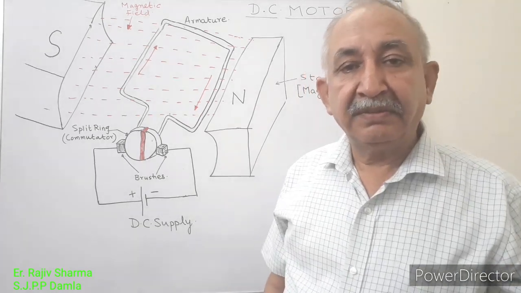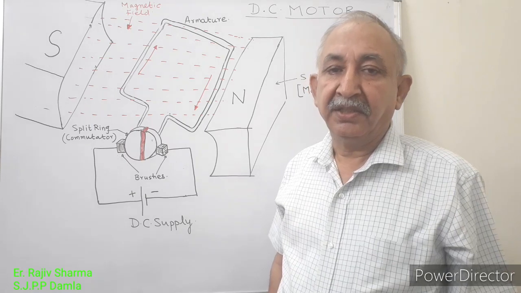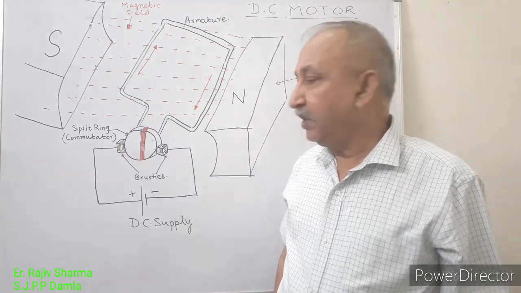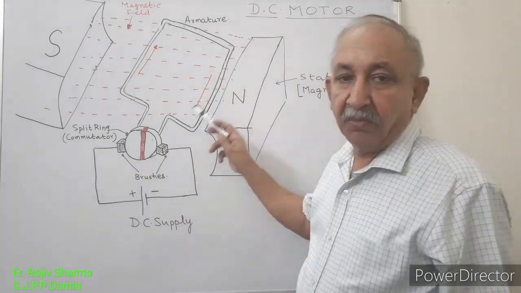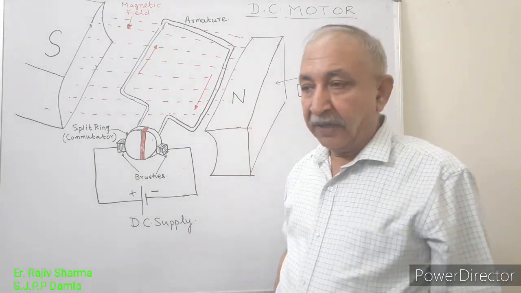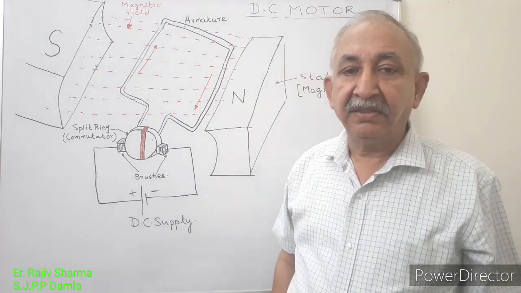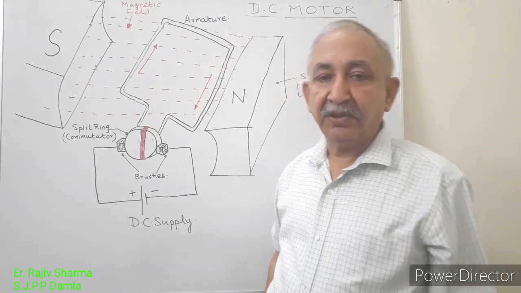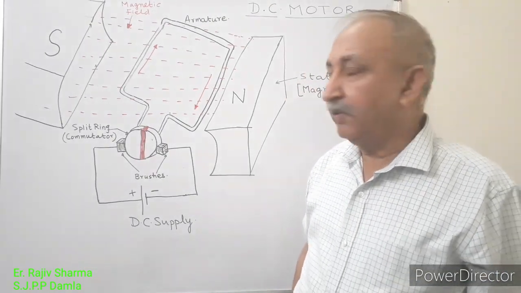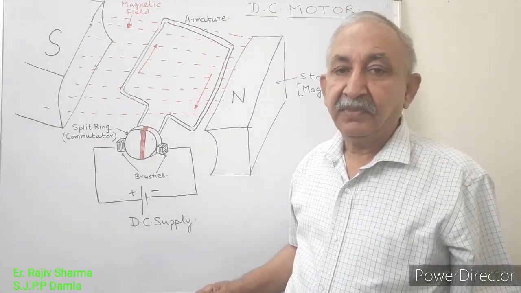A motor is a device which converts electrical energy into mechanical energy, and the motor which works on DC supply is known as a DC motor. Every motor normally has two parts. One is the stator and the other is the rotor. The stator is that part of the motor which is stationary, and the rotor is that part of the motor which rotates.